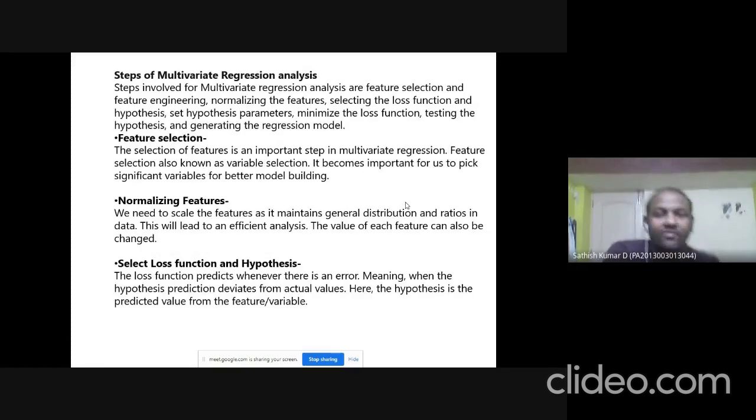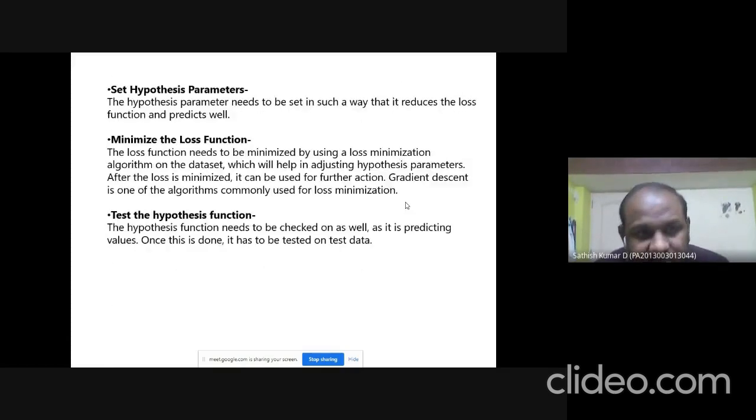So, the steps of multivariate regression analysis. First is feature selection, normalizing features, select loss function and hypothesis, set hypothesis parameters, minimize the loss function, and test the hypothesis function.